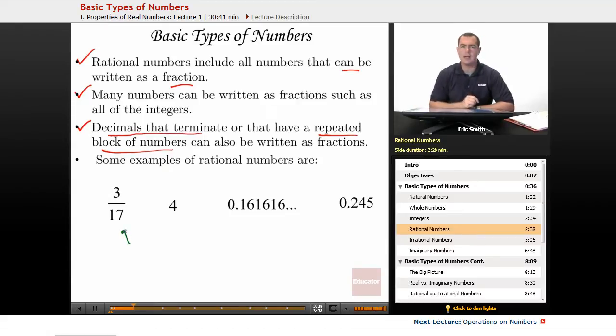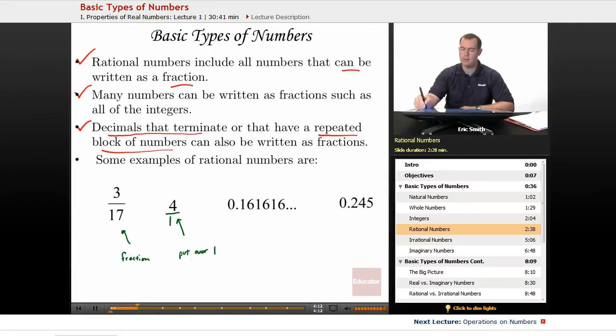The first one I'm looking at here is 3/17. Notice how this one is already a fraction. So it's a pretty obvious choice that you can write it as a fraction, so it is rational. This number 4 could have been one of our numbers on our natural number list. And it is also one that we can write as a fraction fairly quickly by simply putting it over 1. So again, since we can write it as a fraction, we know it is a type of rational number.